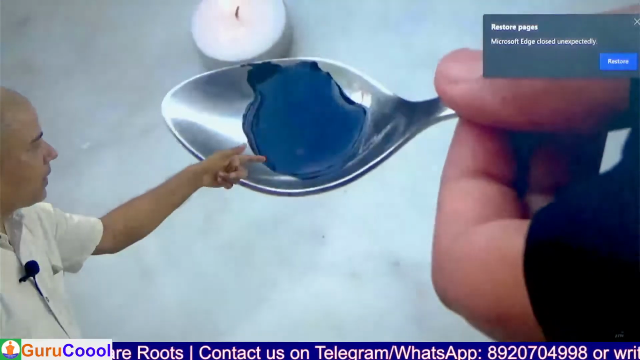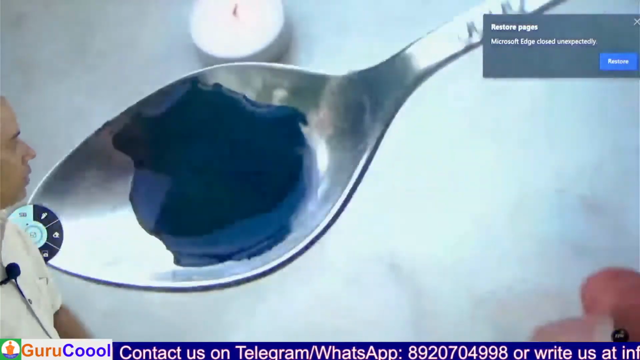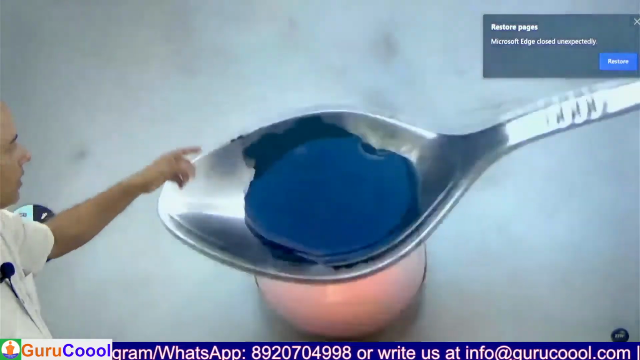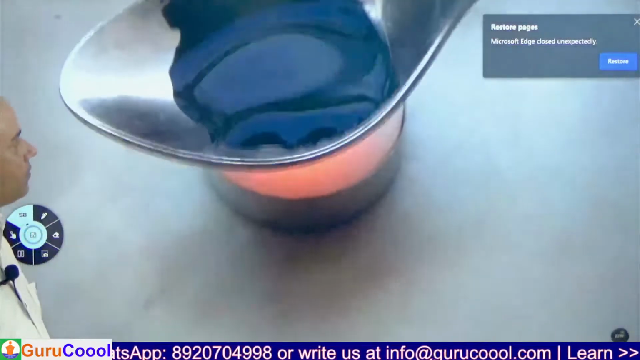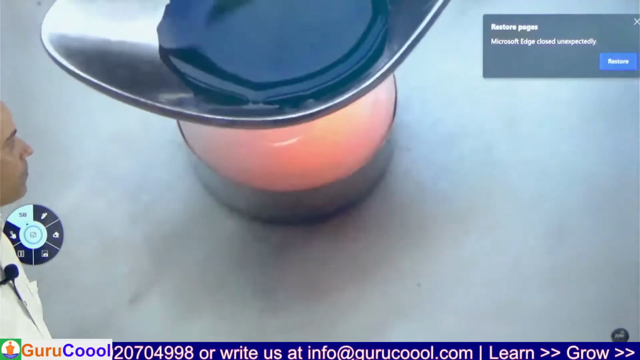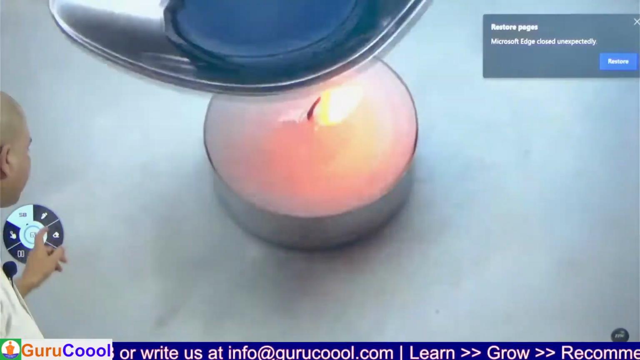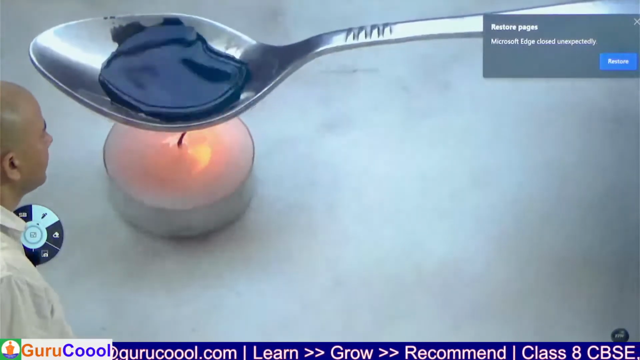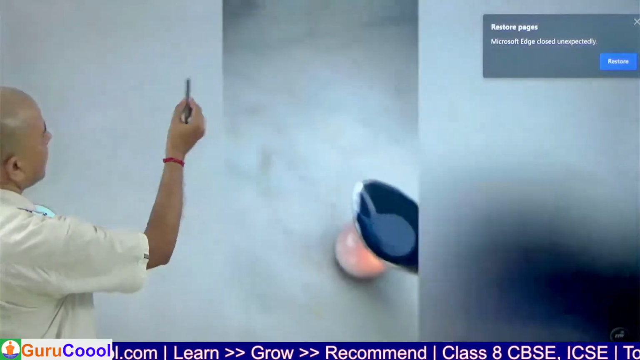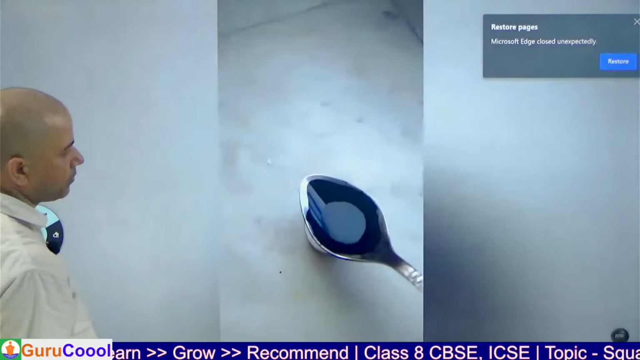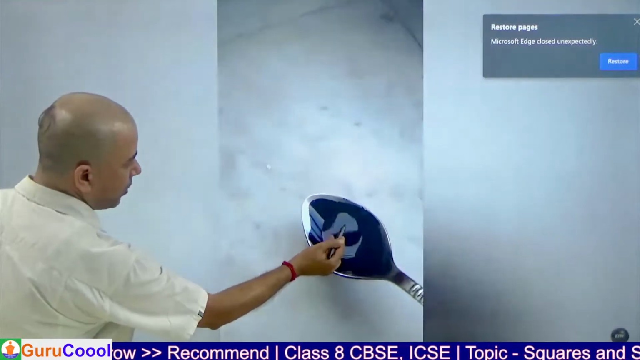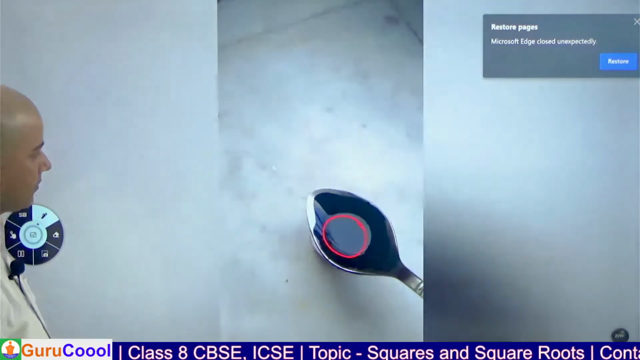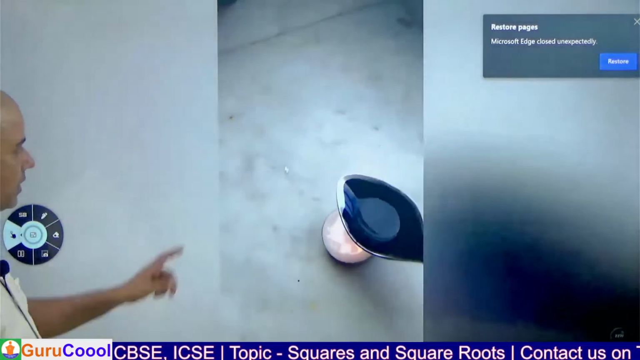Now he will separate the ink from the water. He will use evaporation. So over the candle's flame, he will heat it up for some time and see what will happen. You can see the amount is getting smaller and smaller. See, a very small amount of water is remaining there, right? It is getting evaporated.